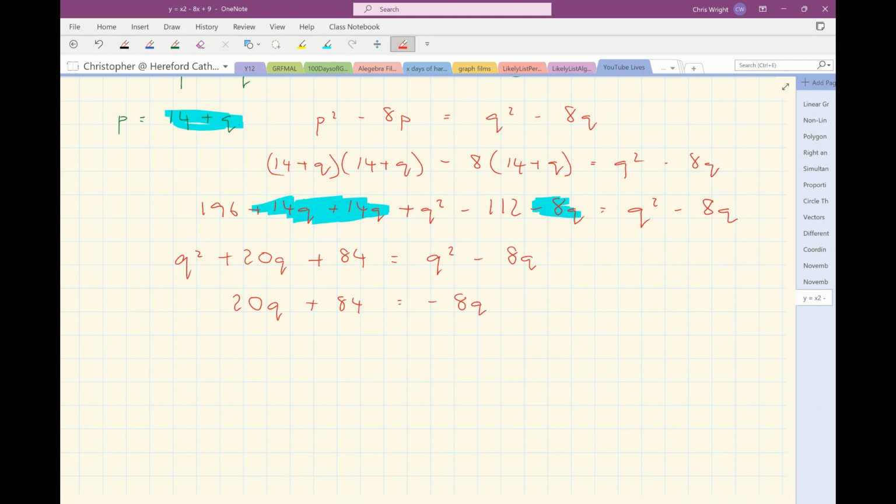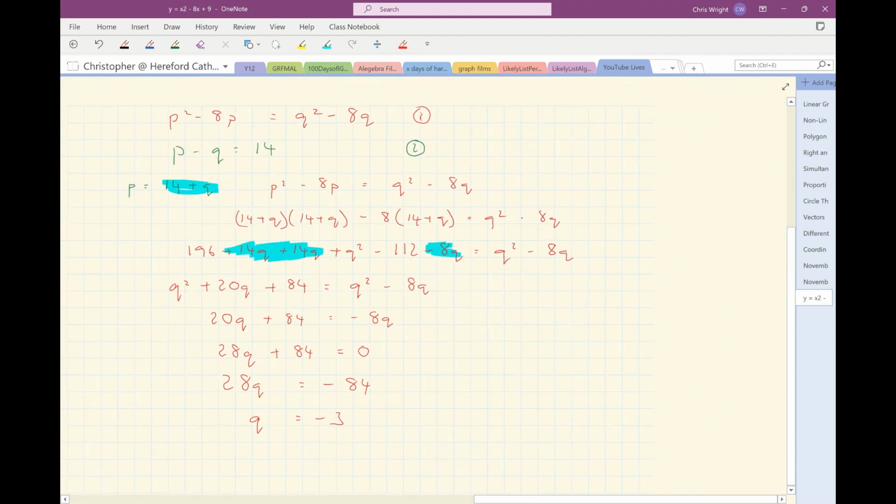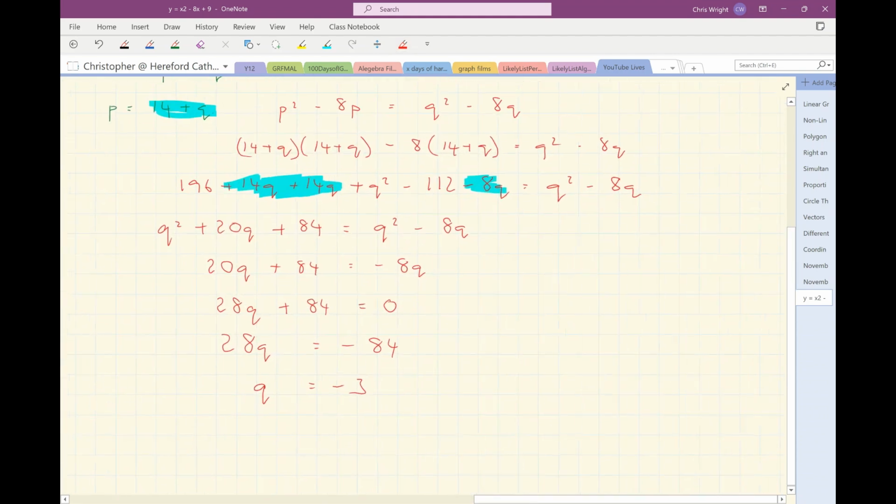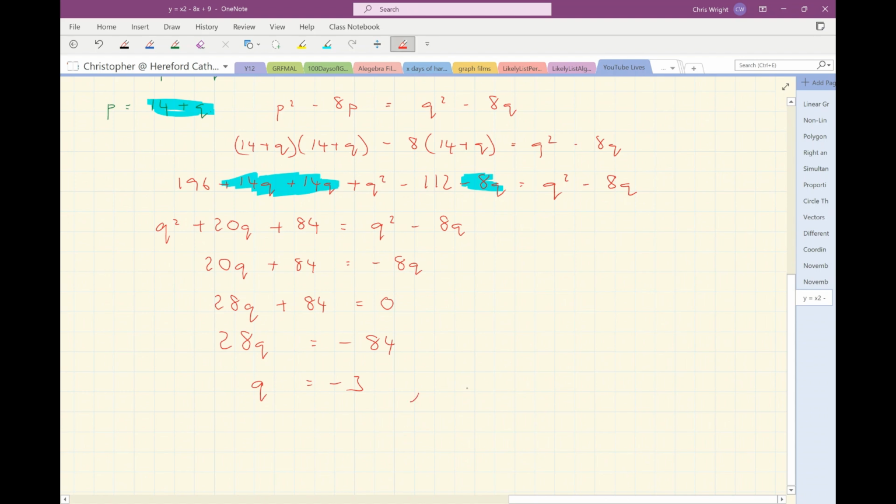So 28q plus 84 equals 0. Minus 84 from both sides, 28q equals minus 84, divide by 28, minus 84 divided by 28. Q is minus 3. Now, if you wanted to, we could find what P is. P is 14 plus Q. So P is 14 plus minus 3. P is 11. Right, let's go back to the question and see what we've got.